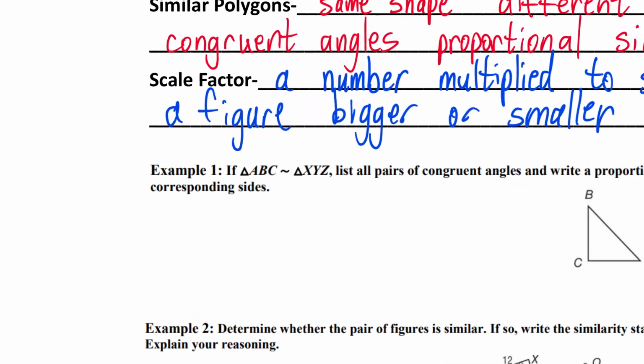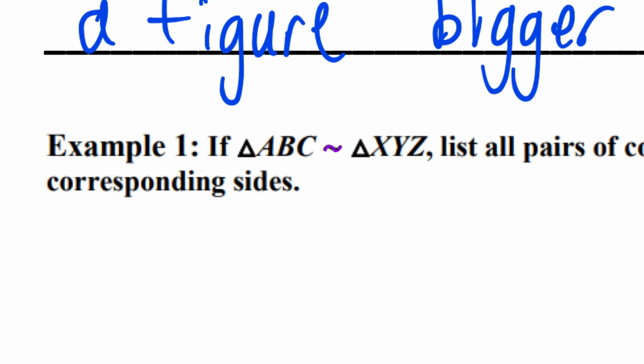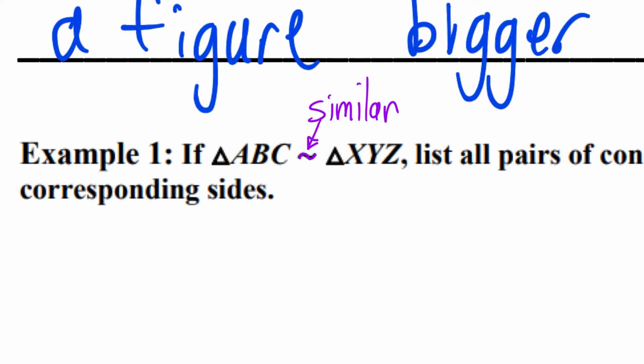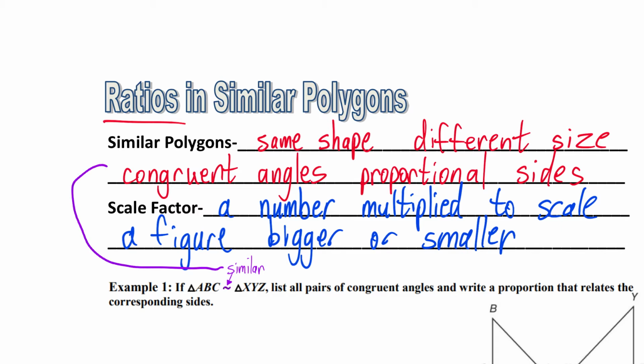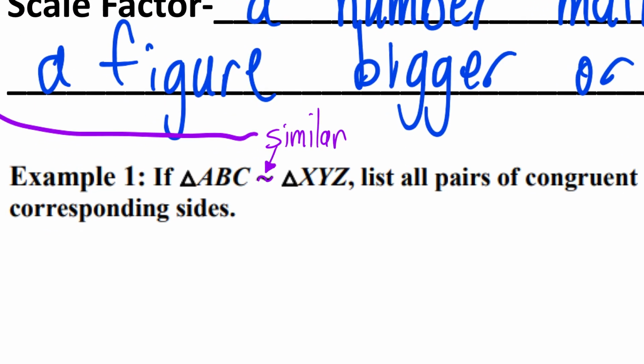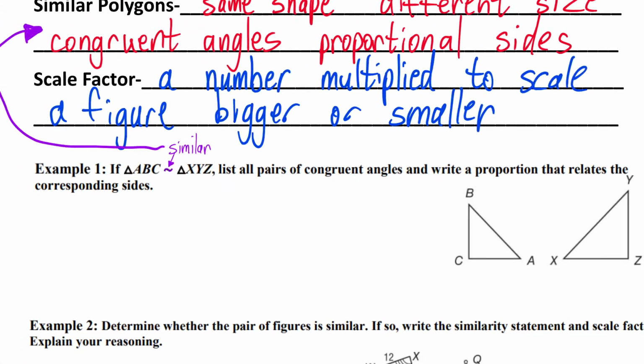Okay, so on this first part here, it says if triangle ABC, and it's got this little symbol right here, this is the tilde symbol. When you see that little symbol right there, it means that the two figures are similar to each other. So if they're similar, then all of this stuff right here applies. The angles are congruent, the sides are proportional. So this is telling us that triangle ABC is similar to triangle XYZ. So we're going to list all the congruent angles and all the proportional sides.